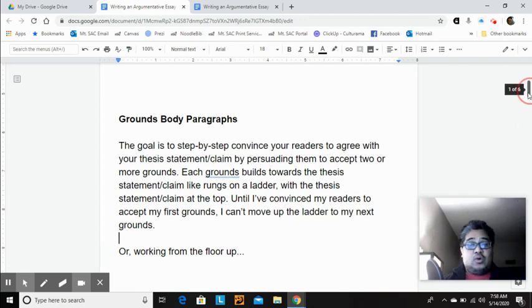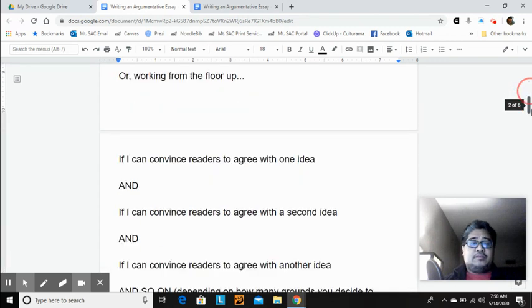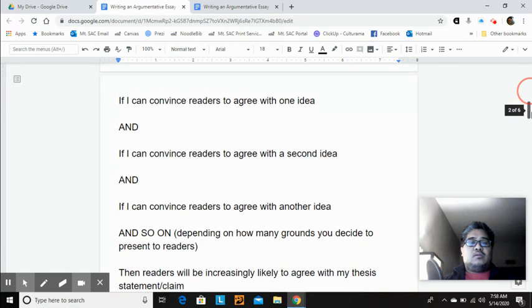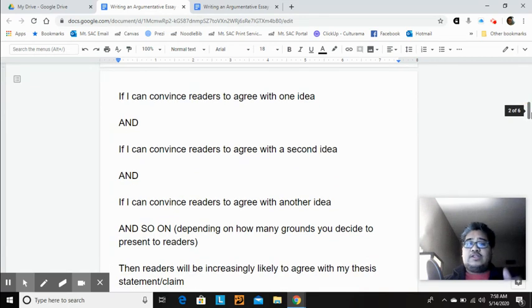Or if you're working from the floor up, to continue the analogy, if I can convince my readers to agree with one idea in one of my body paragraphs, and I can convince them to agree with the second idea in my second grounds body paragraph, and I can convince them to agree with another idea if I have a third grounds body paragraph, and so on, depending on how many grounds you decide to present to readers, then readers will be increasingly likely to agree with my thesis statement or claim.